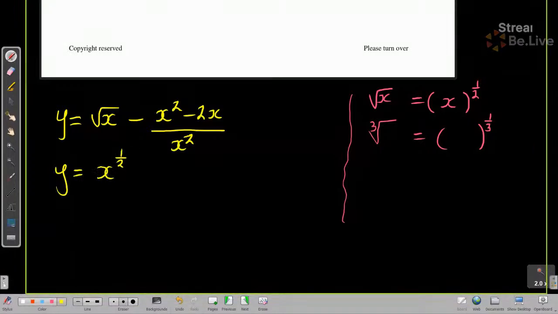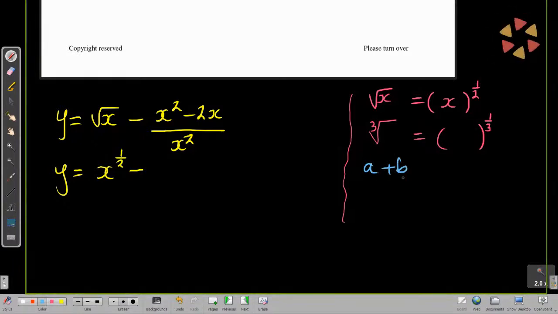You can now apply the rule there, minus, now you have to split this particular fraction. Now how do you split it? The way we are splitting it, if I've got, for example, a plus b over c.